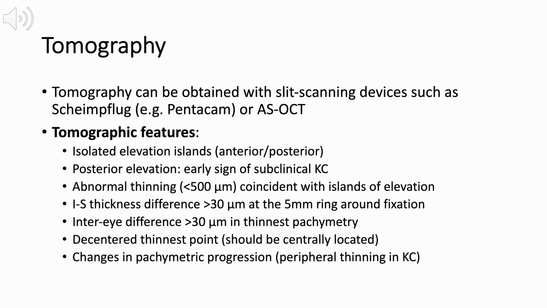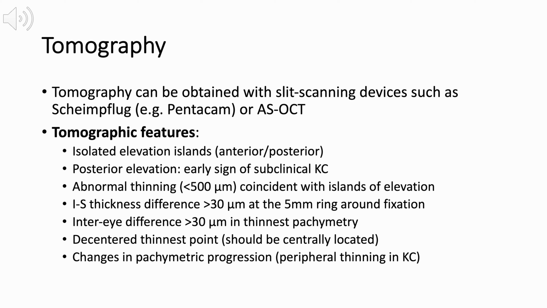Key tomographic features include isolated elevation islands, which may be seen on either the anterior or posterior surface. Importantly, posterior elevation is often one of the earliest signs of subclinical keratoconus, appearing before anterior changes are evident. We also look for abnormal thinning, typically defined as less than 500 microns, which often coincides with these elevation islands.